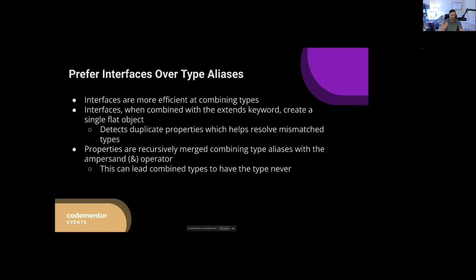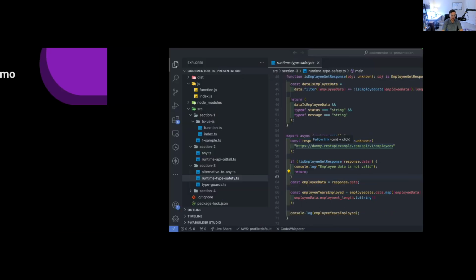So let's talk about one way we can improve performance. Specifically, if you can, prefer interfaces over type aliases, and specifically prefer interfaces when combining types, as interfaces are more efficient at combining types than type aliases. Interfaces, when they're combined with the extends keyword, create a single flat object, and this allows you to detect duplicate properties, which helps resolve mismatched types for the same property. When using a type alias, properties are recursively merged, and this can lead to the combined types having the type never, which is not a great situation to be in. Let's look at a quick demonstration of this in real.